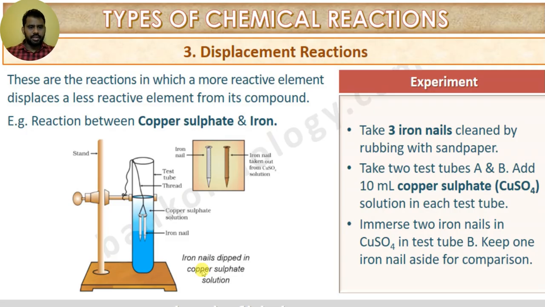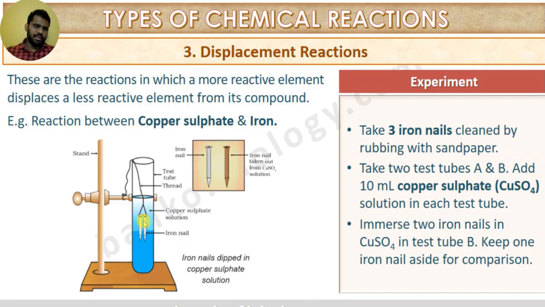That's the reaction. The copper sulfate solution is blue in color, and the iron that we take originally is just an iron nail which looks gray in color. This is a copper sulfate solution. This is the iron nail. The iron nail is dipped in copper sulfate solution by using a thread, and this is the test tube. This is the stand. So this is the arrangement.